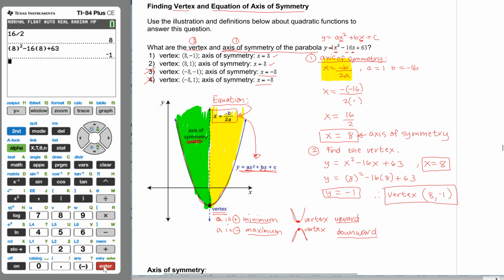So let's see what option would that be. So that is 8, -1. So it would be option number 1.